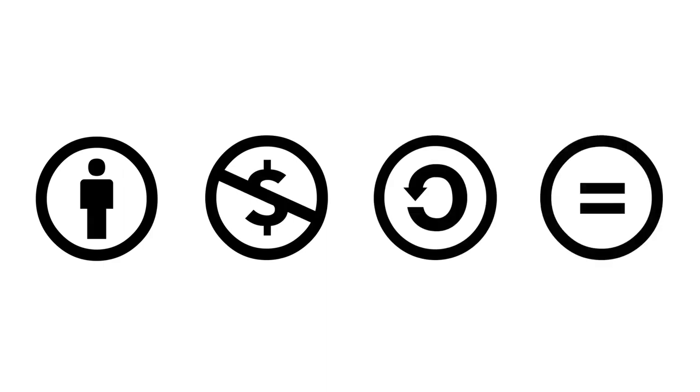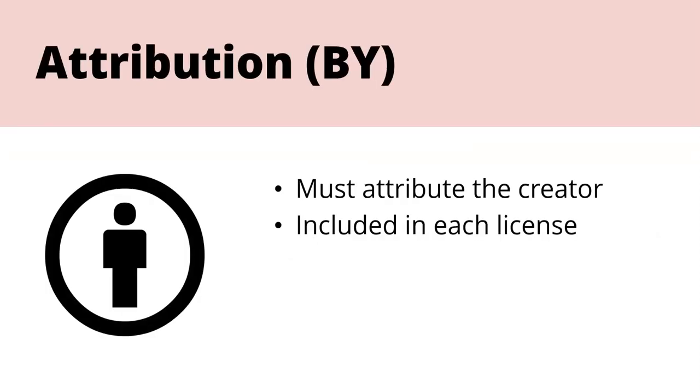The Creative Commons licenses are made up of 4 different elements: attribution, non-commercial, share-alike, and NoDerivatives. Let's break each element down separately. Attribution means that reusers must attribute the original creator when they share the work. This symbol is included in all 6 of the licenses.